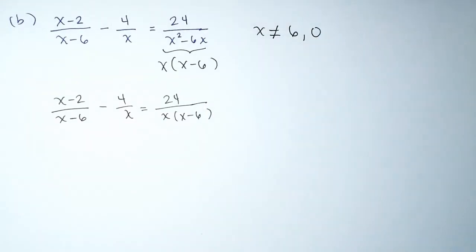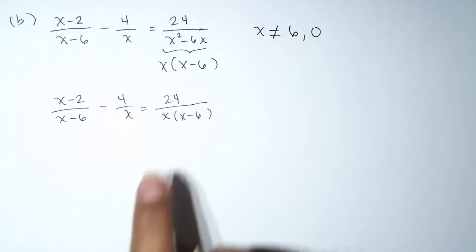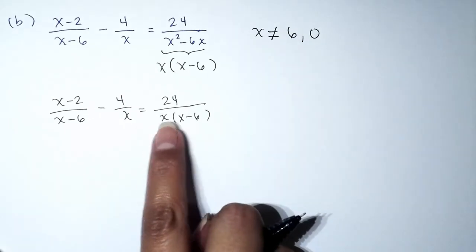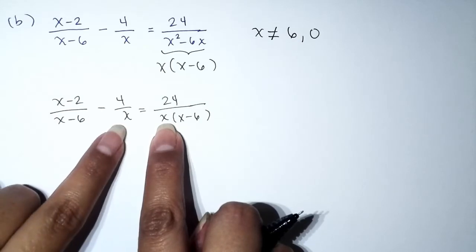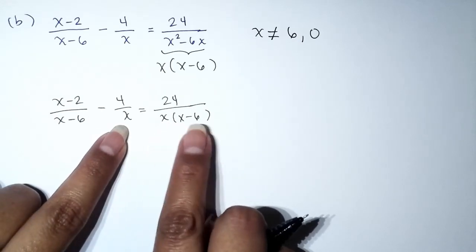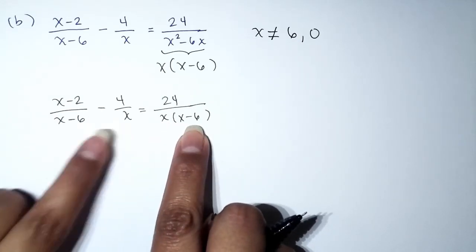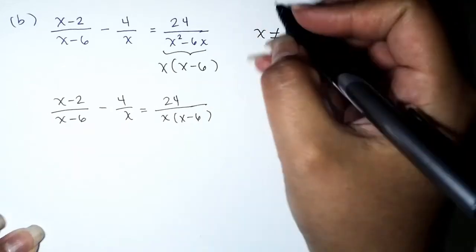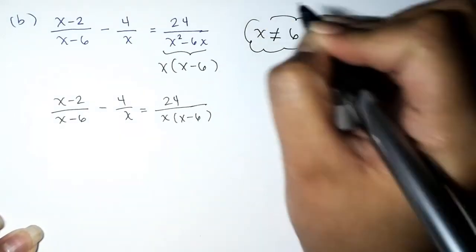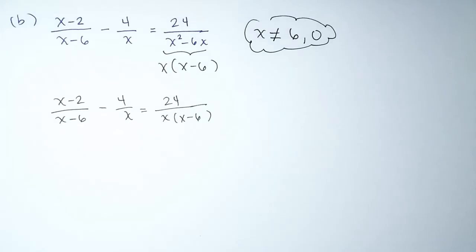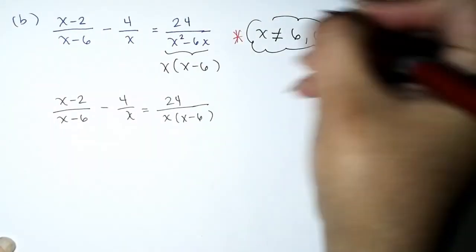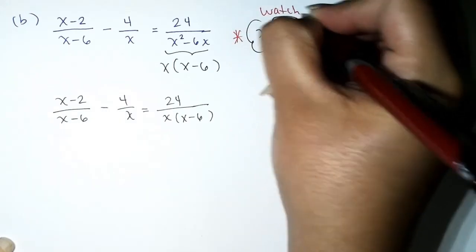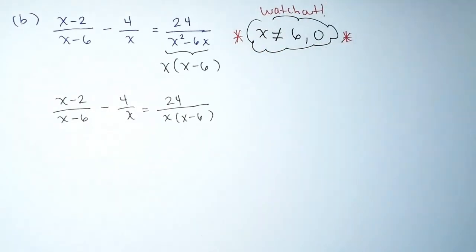What else makes a denominator equal to 0? We got a product, so let's go ahead, set each factor to 0 one at a time. First factor, set equal to 0. We already talked about it. Second factor, set equal to 0. We already talked about it. So the restrictions are that x cannot equal 6 or 0. And I want to make a big fuss. If needed, we can even say watch out. Do what you gotta do to bring attention to this.